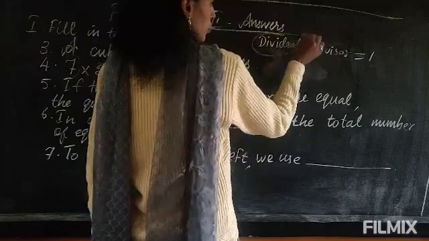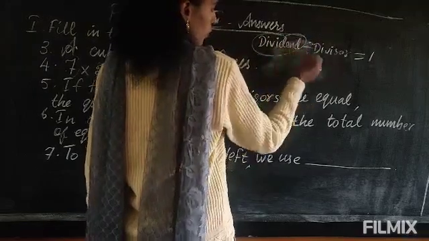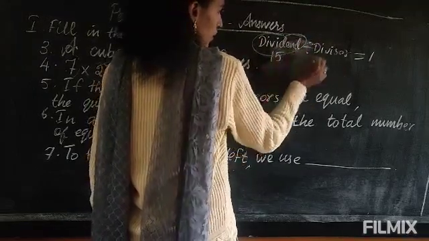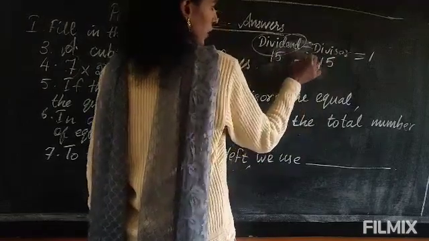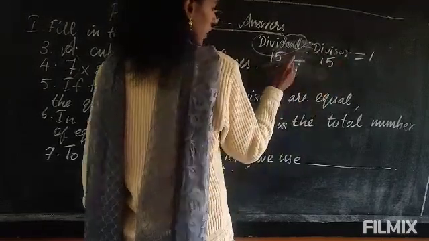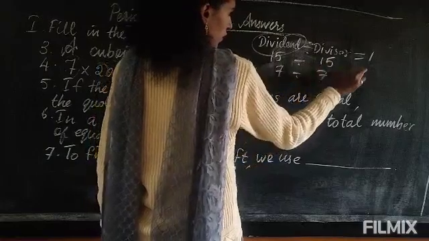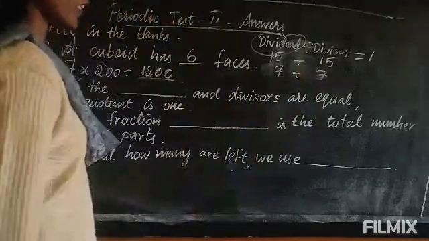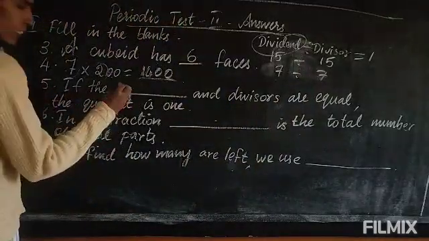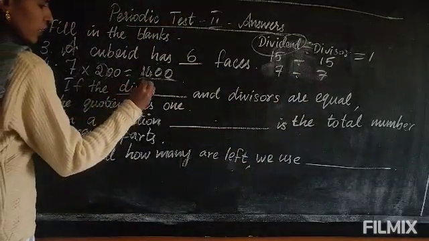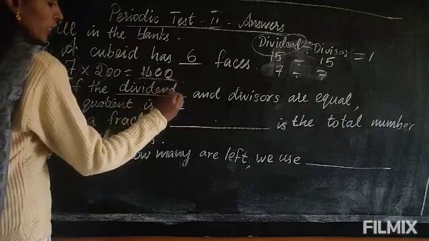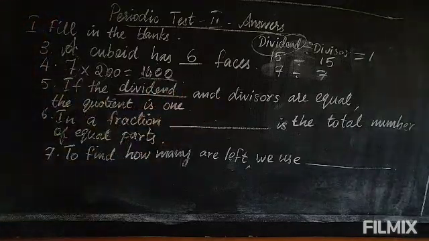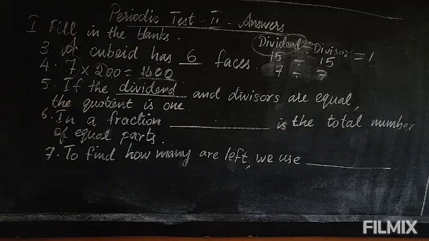So both should be the same. Suppose this is 15, then this also should be 15. 15 divided by 15 is 1. 7 divided by 7 is 1. So the dividend and the divisor should be equal, then only you will get 1. So here the answer is dividend. The dividend and the divisor should be equal, then only the quotient is 1.